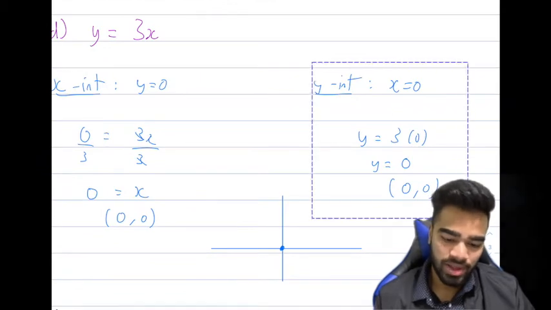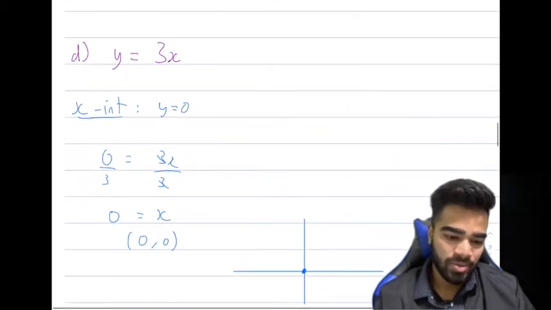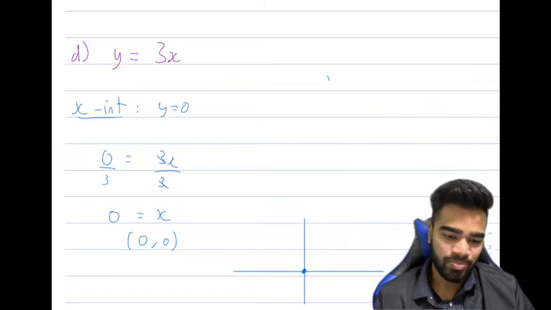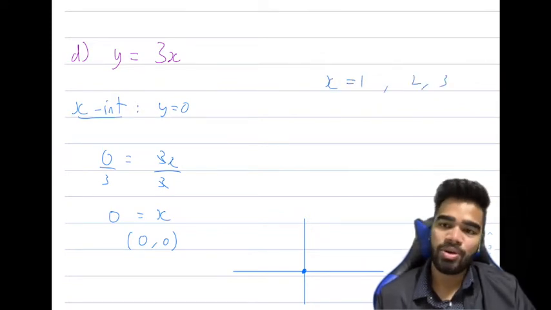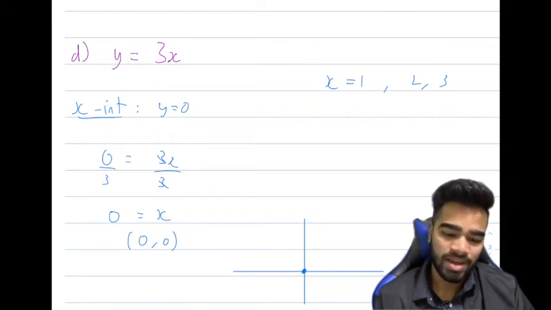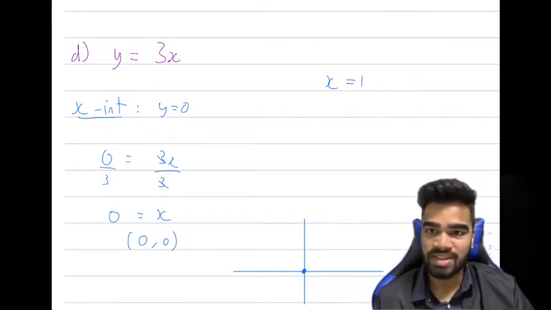And the way we're going to do that is not do the y-intercept like we've done here. We're going to get any x value. So you can pick any x value you want: x equals 1, 2, 3, doesn't matter. And then we're going to find the corresponding y value, okay? So I'm going to pick x equals 1 because it's really simple, right?